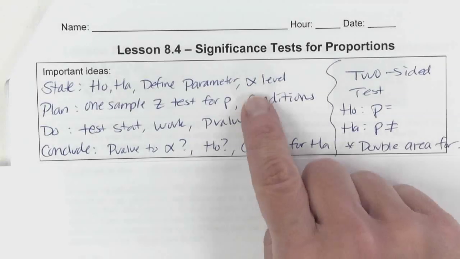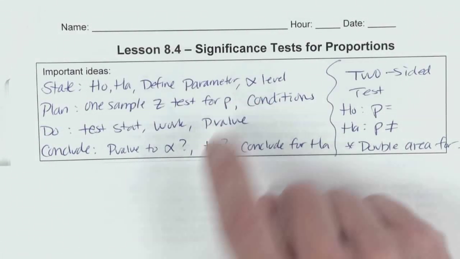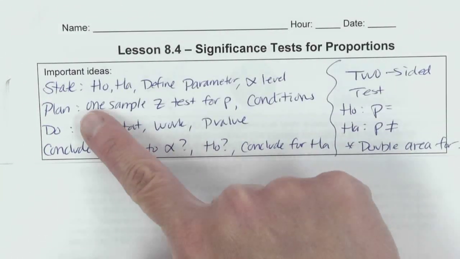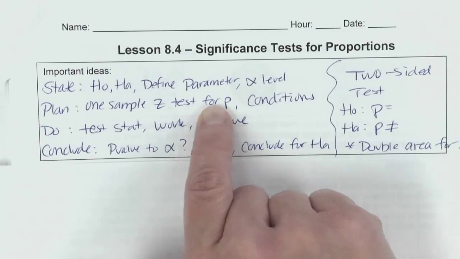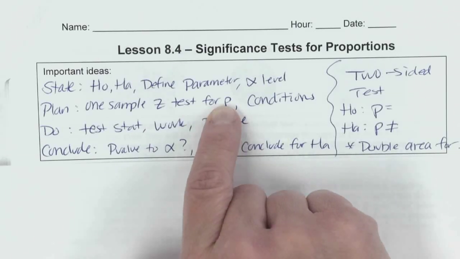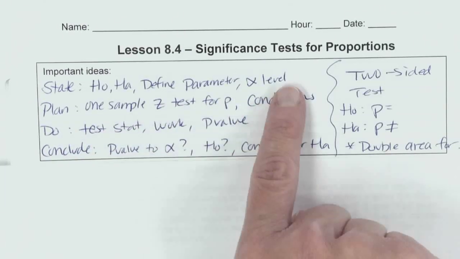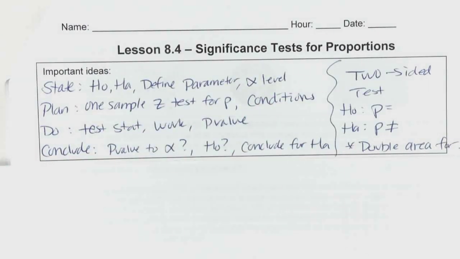We typically can pick that. It's often 0.05, or we might be told something other than that in the problem. Plan. For right now, in proportions, we'll call the name of the test a one-sample z-test for P. When we talk about means in another lesson, we'll change the name of that slightly so we know which type of test we're running, and go through your conditions, make sure that they have been met.